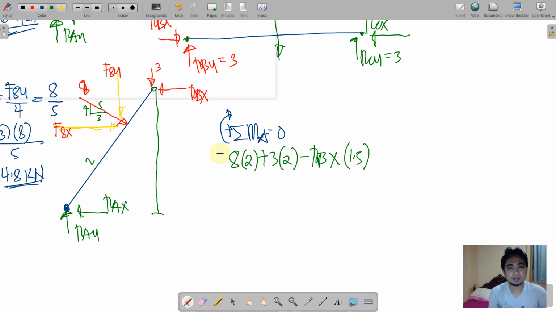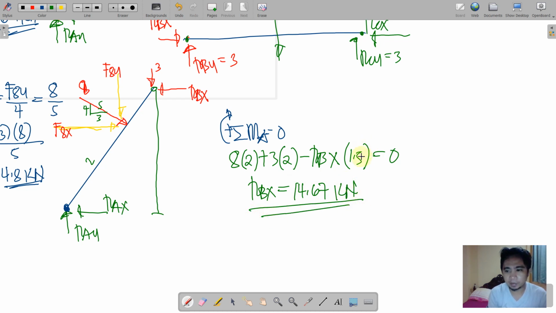So wala na, no? This must be equal to 0. So RBX shall be equal to 16 plus 6 divided by 1.5. We have 14.67 kilonewton. So ito nag-positive, ano?